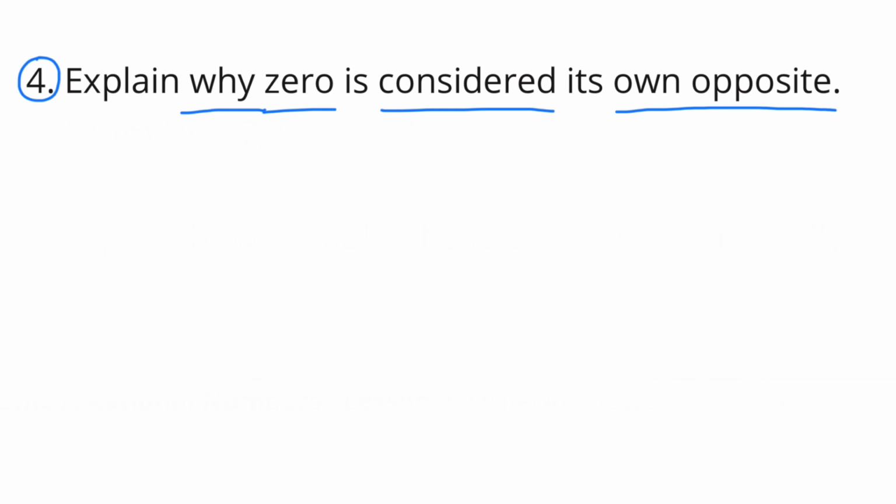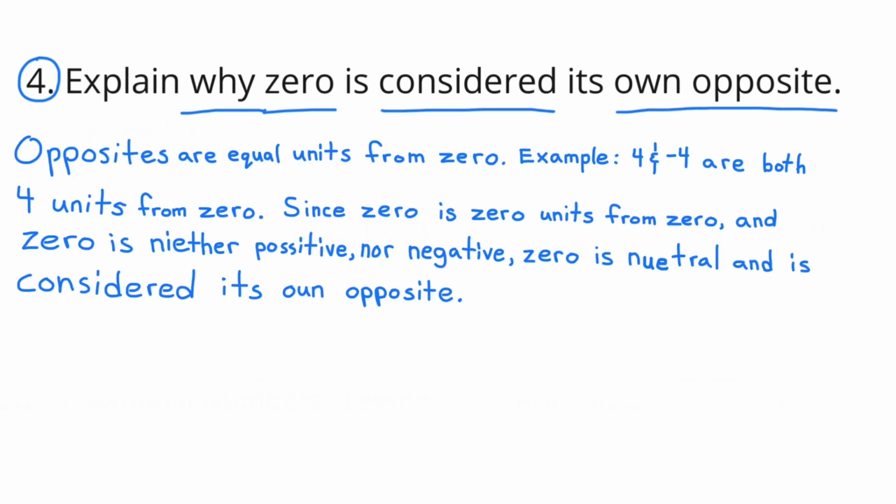Number 4. Explain why 0 is considered its own opposite. Opposites are equal units from 0. Example, 4 and -4 are both 4 units from 0. Since 0 is 0 units from 0, and 0 is neither positive nor negative, 0 is neutral and is considered its own opposite.